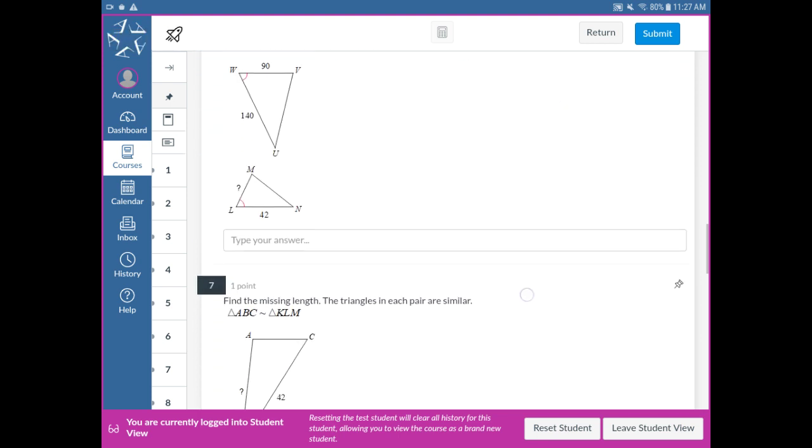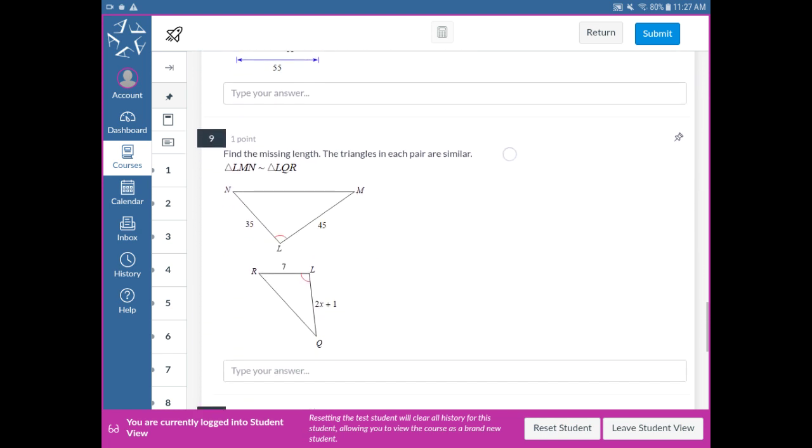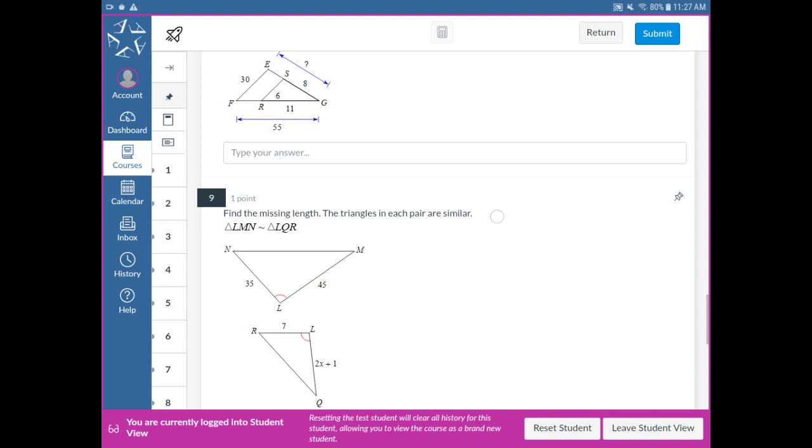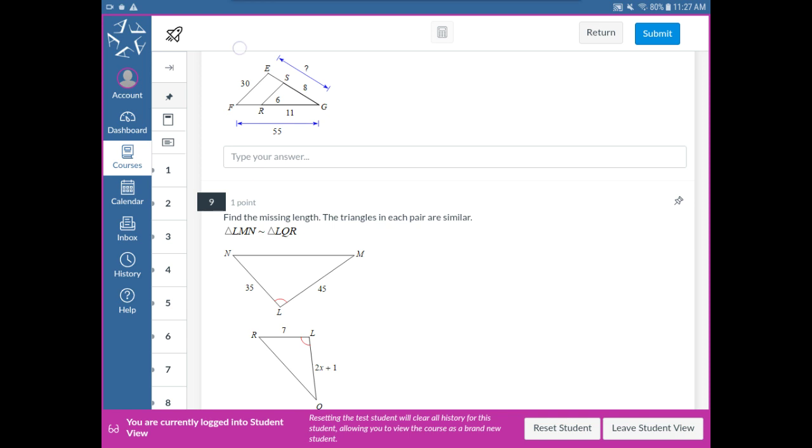So 13 times 22. So 2 times 34x plus 7 equals 13 times 22. So that's 68x plus 14 equals 286. Minus 14. So 68x equals 272. Divide by 68, you get x equals 4. All right, that is 6.2.